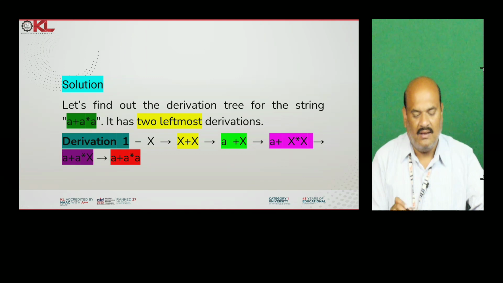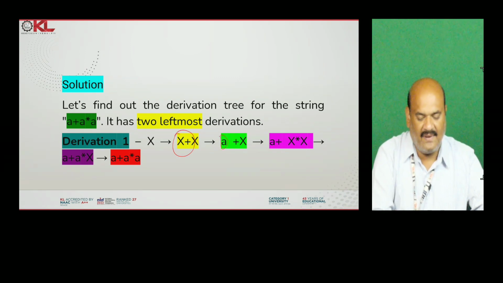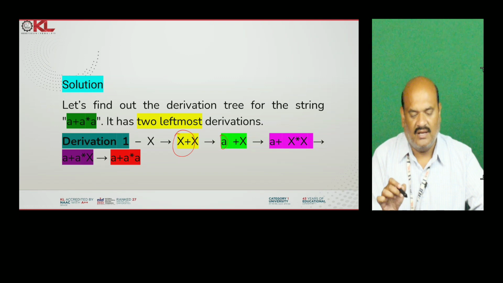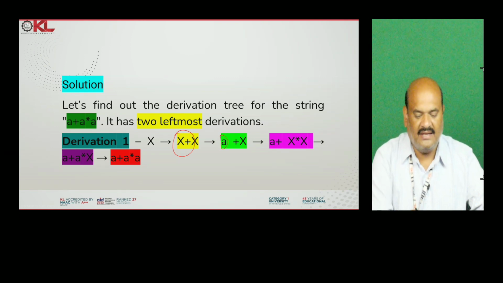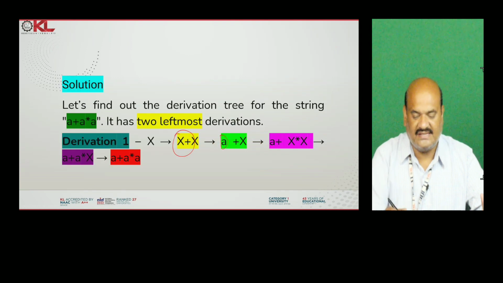First of all, my X goes to X plus X. In the place of X plus X, I am applying the fourth rule, which is nothing but X goes to a. I just applied a here. Now it gives a plus X. Now I am going to apply the second rule. What is my second rule? X goes to X into X.